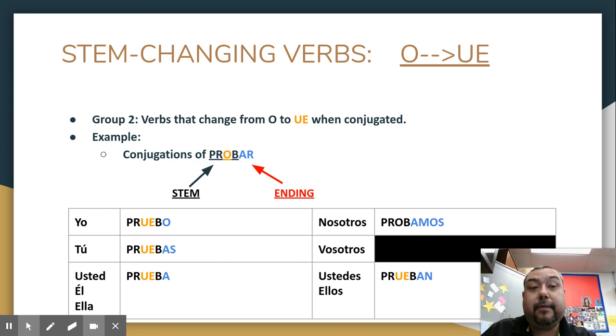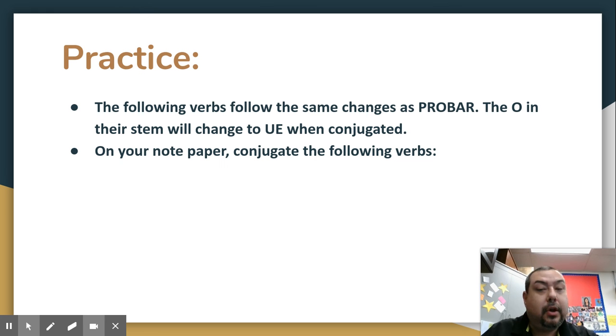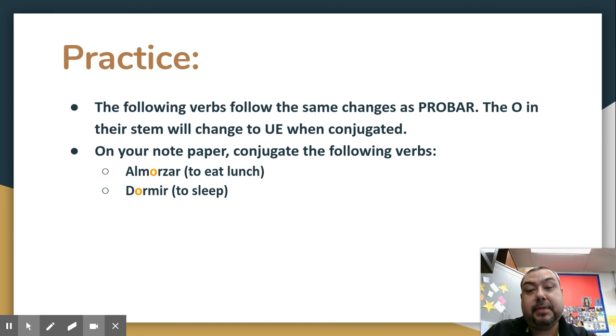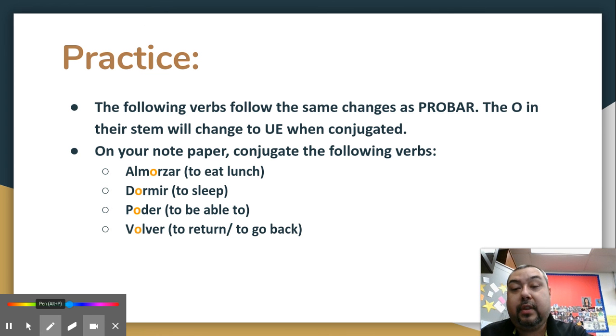Now, I want to give you a few verbs so you can practice it. And here they are. Notice that these 4 verbs that I'm about to give you are going to follow the exact same change from O to UE. So once again, start by doing the table with all the pronouns, change those O's to UE when you conjugate it, and make sure you add the correct ending for the verbs, AR, IR, ER, and ER. Make sure you follow those endings for each one of those verbs. Now, please take a minute, pause the video, conjugate those verbs, and come back once you're done.